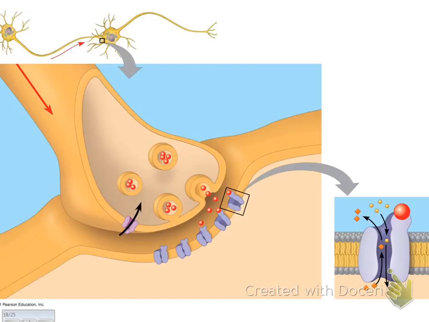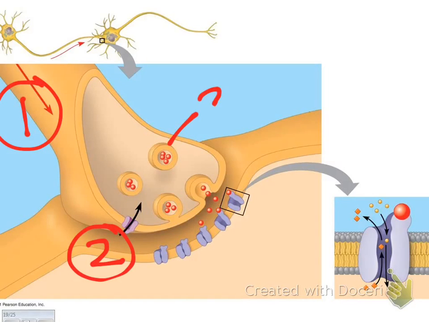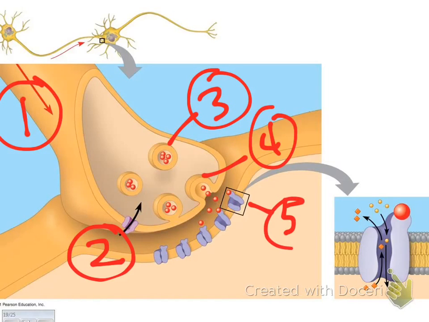See the sodium entering the next cell? Okay, so take a minute. Here's what I want you to do. Take a minute. I'm going to number this. And y'all see if y'all can figure out what's happening at each step. So 1, 2, that one's 3, that one's 4, and that little box is 5. So take a second and discuss those. See if you can figure out what happens at each one.